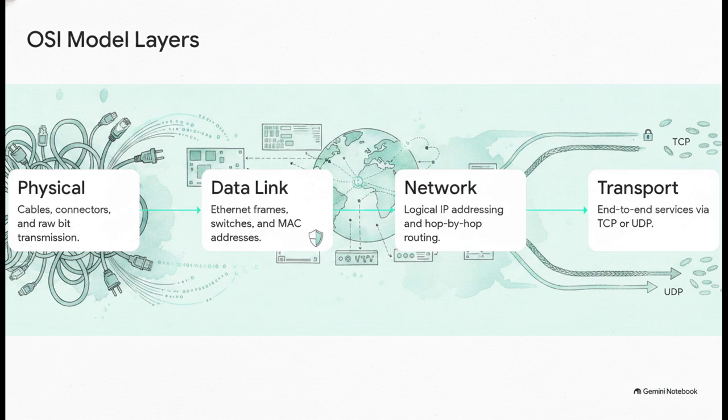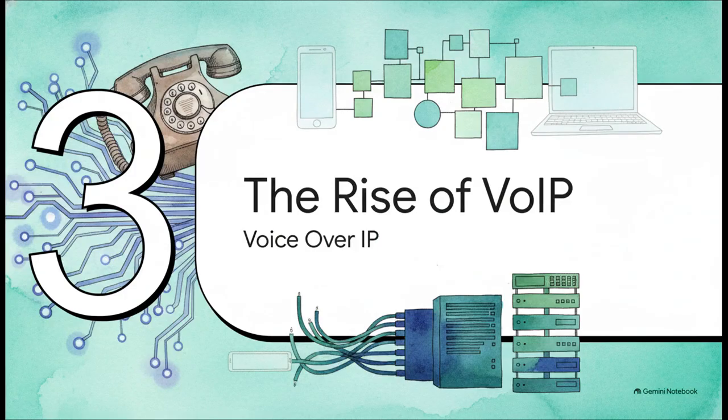At Layer 1, the physical layer, you have the actual raw bit transmission over cables. Layer 2, the data link layer, brings structure with Ethernet frames and MAC addresses. Layer 3, the network layer, introduces logical IP addressing and routing across entirely different networks. And Layer 4, the transport layer, handles the end-to-end delivery using protocols like TCP, which brings us nicely to Section 3, the rise of VoIP.